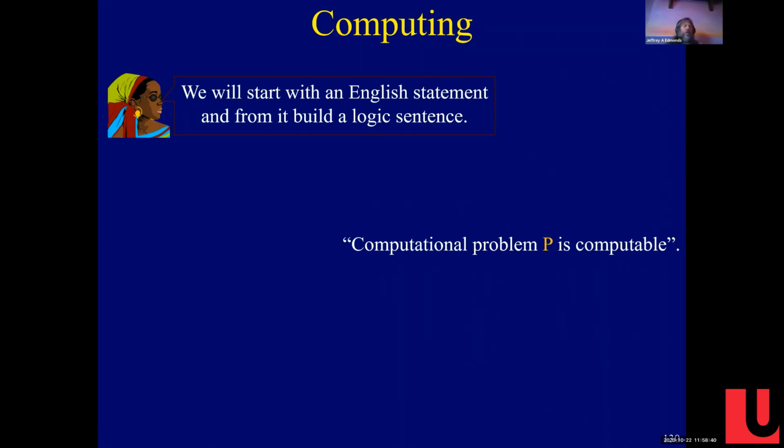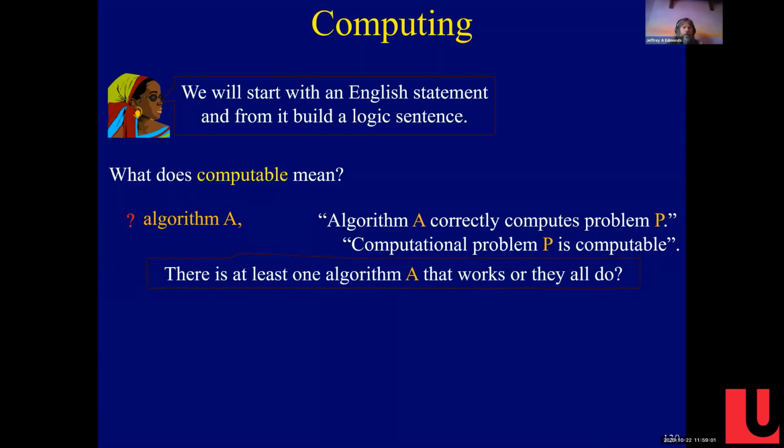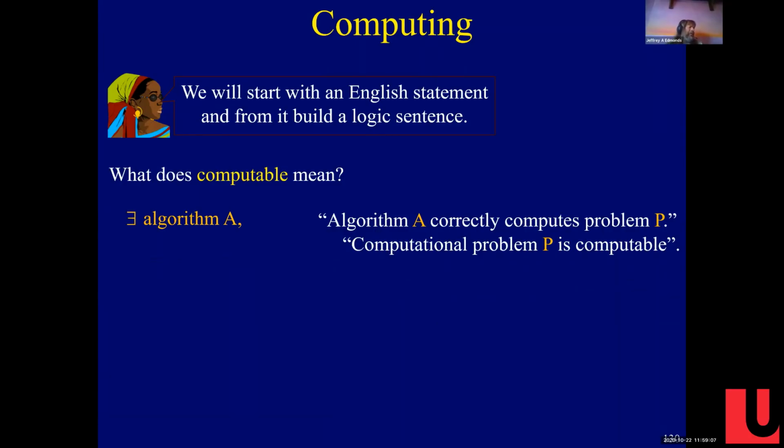And we want to know what it means. Well, what does computable mean? Computable means that some algorithm correctly computes the problem, right? That's what P is computable means, that some algorithm computes it. Okay, great. Which algorithm? Do all algorithms compute it, right? Or just some algorithm, right? Well, clearly some algorithm. You know, we can't expect every algorithm to compute the problem. We're just saying there exists an algorithm. Problem P is computable if there exists an algorithm that computes it, right?